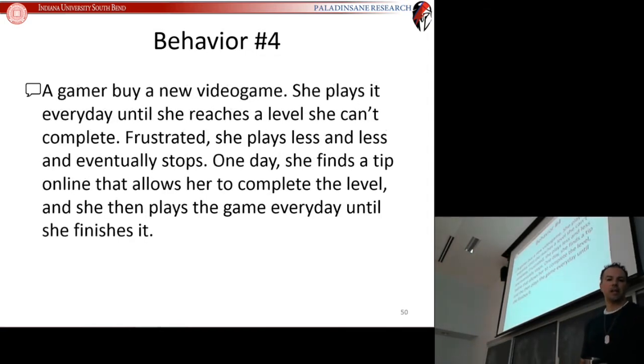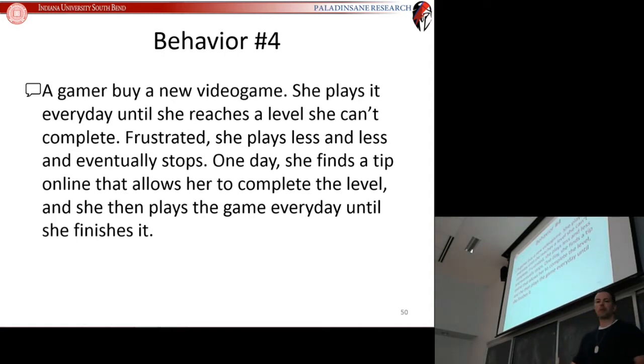And then finally, a gamer buys a new game. She plays it every day until she reaches a level she can't complete. So consider playing the game to be the behavior. Frustrated, she plays less and less and eventually stops. One day, she finds a tip online that allows her to complete the level, and then she plays the game every day until she finishes it. So playing the game is the behavior. The reinforcement or the reward is the enjoyment of playing that game.